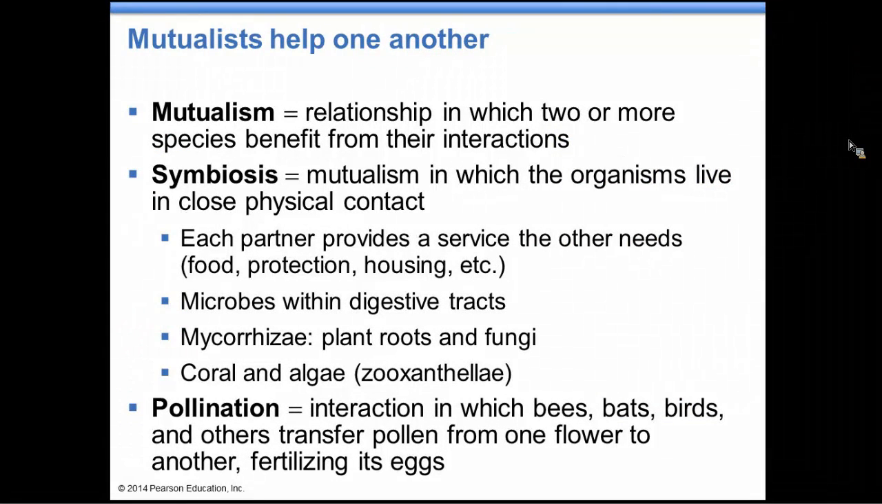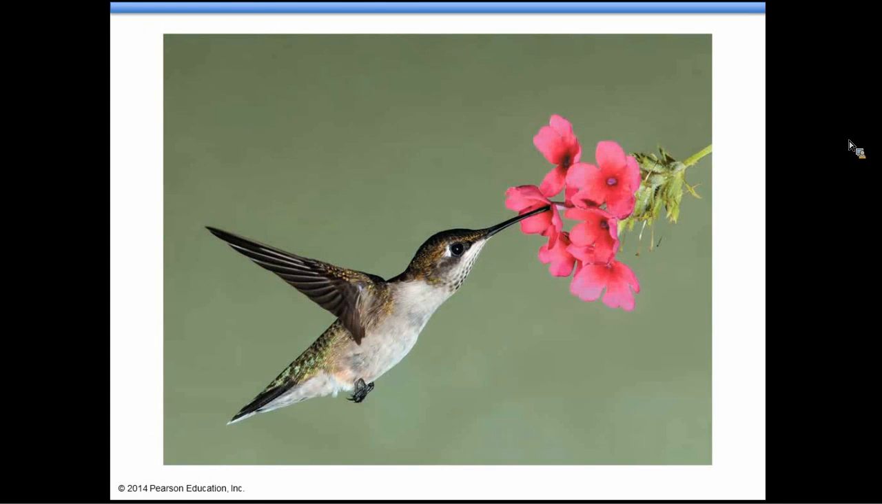Mutualists, on the other hand, help each other. It's a relationship in which two or more species benefit from interacting with one another. Physically close association is called symbiosis, and symbiosis can be either mutualistic or parasitic. Free-living organisms such as bees and flowers also engage in mutualism in the process of pollination. And here is an example. It's a hummingbird, and it's pollinating this plant by spreading its pollen all over.